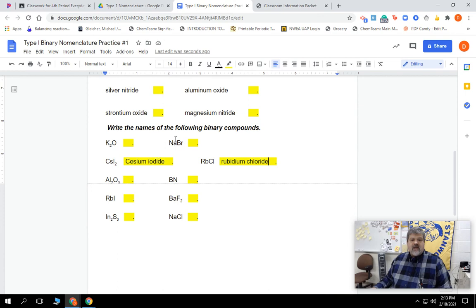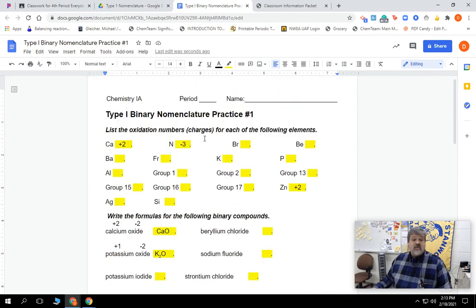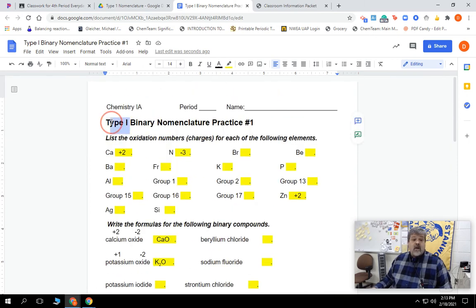Okay, so there's how we do it. So we had to name and write the formula of these binary ionic compounds, which we basically know as type 1.